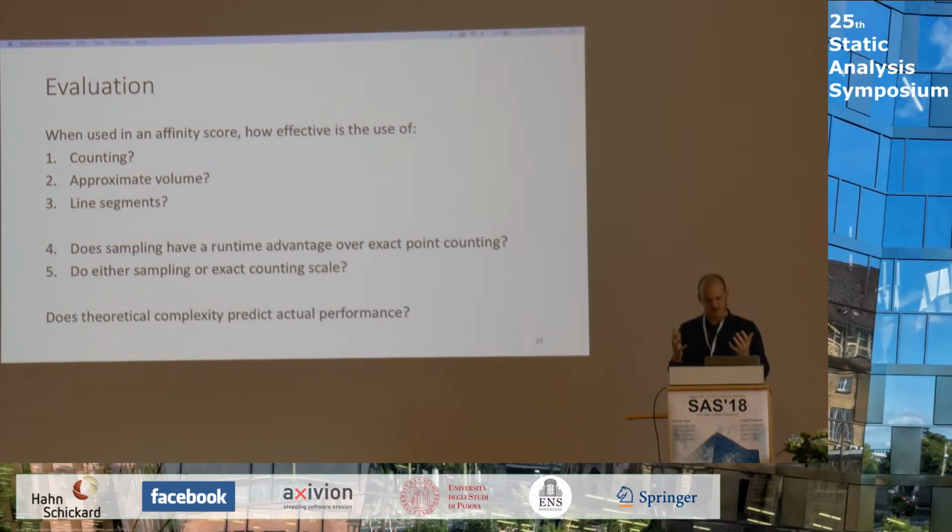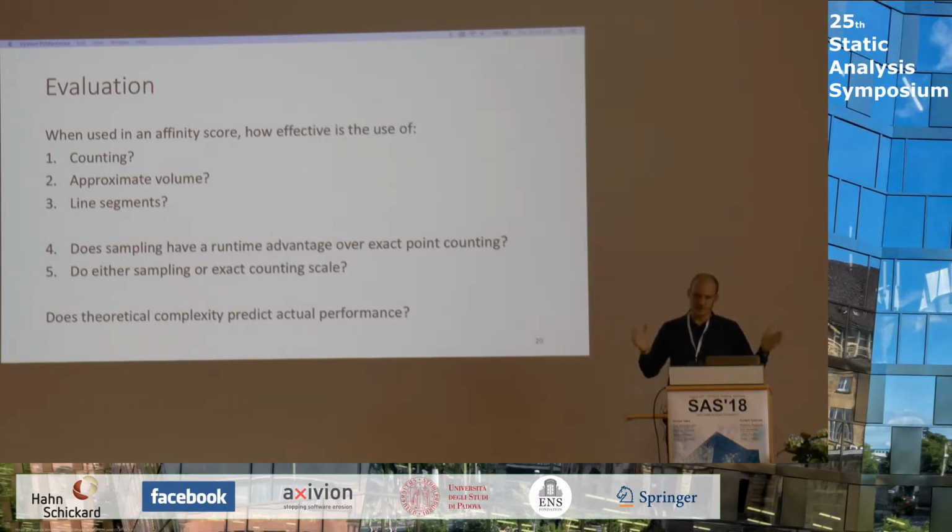So when we set out to evaluate our different heuristics, we had a few different research questions. When we have this affinity score, how effective is the use of performing exact counting of the interior volume, using the approximate volume via statistical sampling, and then using line segments to approximate a shadow of the hull? Also, we have this theoretical result that our sampling approach is of polynomial complexity, while our exact counting is of exponential complexity. So does that theoretical result predict what an actual empirical evaluation would see if we were to run this on a reasonably sized benchmark? And also, in a similar spirit, do either of these techniques scale if we actually implement this and run it on a benchmark?